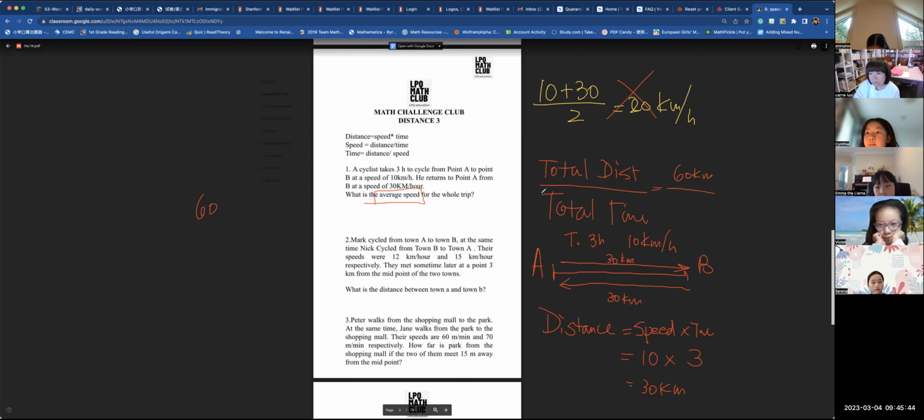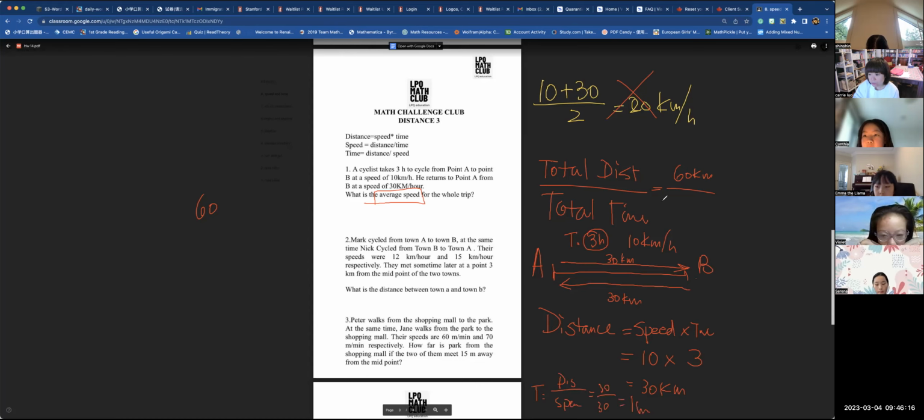So everybody, we know that when you go there, it takes 3 hours. We need to find out how much time it takes from B back to A, because the speed returning from A to B is 30 kilometers per hour. So how much time did he spend, Ariel, back from B to A? 1 hour. Very good, because time equals distance divided by speed, right? Which is 30 divided by 30 equals 1 hour.